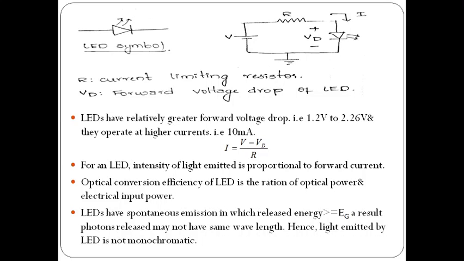These LEDs have spontaneous emission, in which the released energy is always greater than or equal to the energy gap. As a result, the photons released may not have the same wavelength. So this emitted light is not monochromatic. Clear? So it is not coherent.